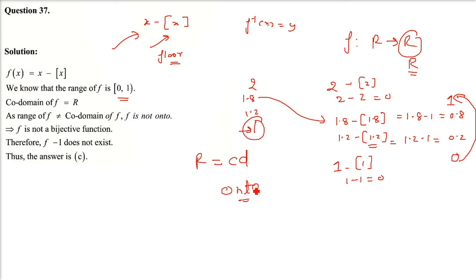So in order to have an f inverse, that is an inverse, we need the function to be bijective. Since this function is not onto, it is not bijective, that is, f inverse won't exist. So our f inverse x will not be there. So the answer is C, not defined.